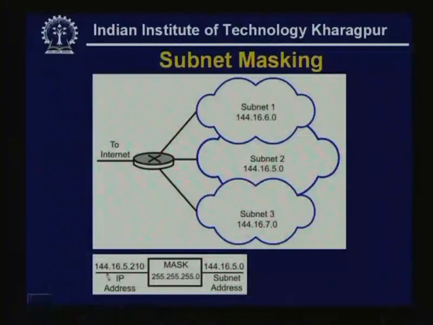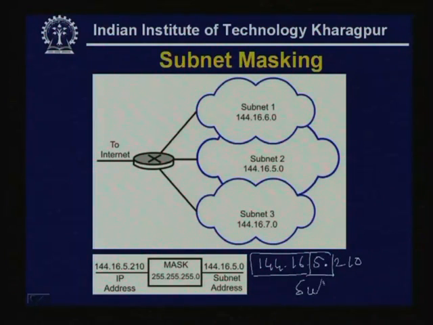The address is divided into 3 parts: the net ID, subnet ID and the host ID, as shown here. So, suppose in this particular address, say 144.16.5.210, it is clear that we are using class B addressing. So, the network address is represented by 144.16.0.0. This is the network address. However, what can be done? You can use 8 bits within the network as the subnet address, and the remaining 8 bits as the host ID, the identification of the host.